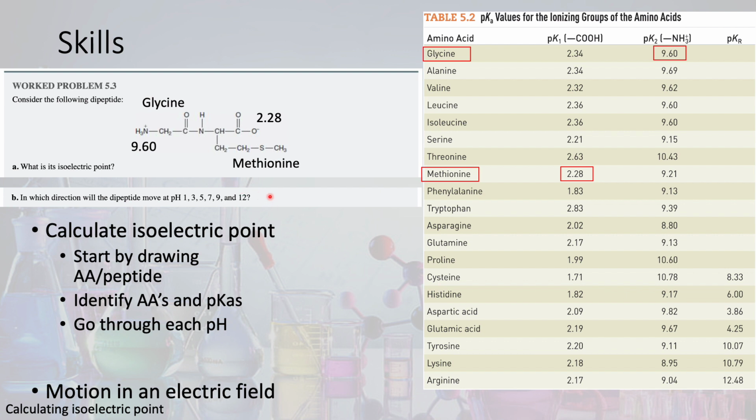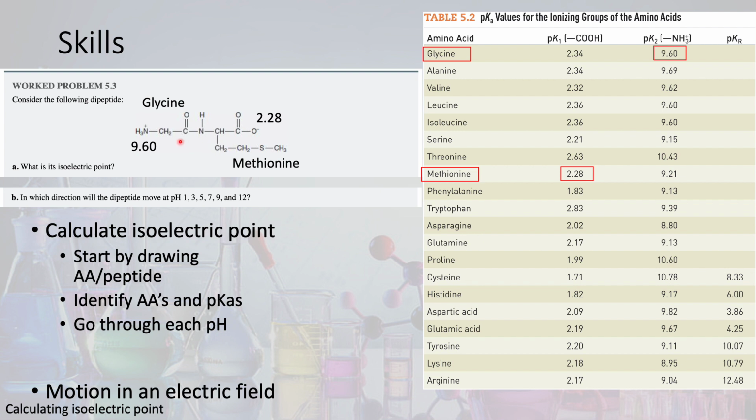Okay, so let's start with 1. At a pH of 1, we know that a pH of 1 is well below the pKa of 2.28, so this guy would be protonated and have 0 charge, and we are very, very far to the left of the pKa of this guy. So, they are both protonated. This is 0 charge, this is a positive 1 charge, so at a pH of 1, the overall charge on our dipeptide here is +1.